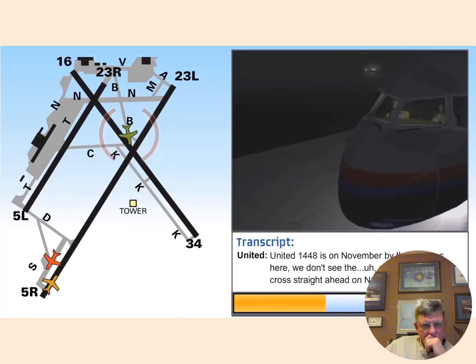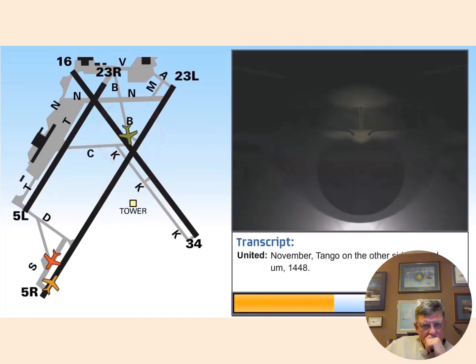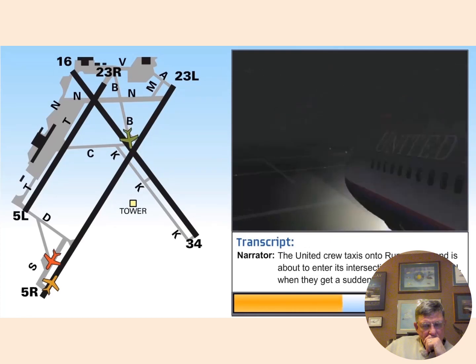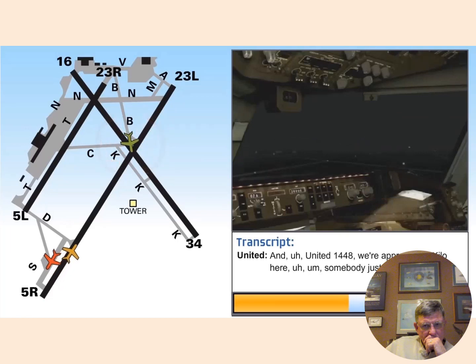We don't see the turn across, straight on November. United 1448, cross runway 16, via taxiway November, Tango on the other side. Tango on the other side, United 1448. The United crew taxis onto runway 16 and is about to enter its intersection with runway 23 left when they get a sudden surprise. And United 1448, we're approaching Kilo here.